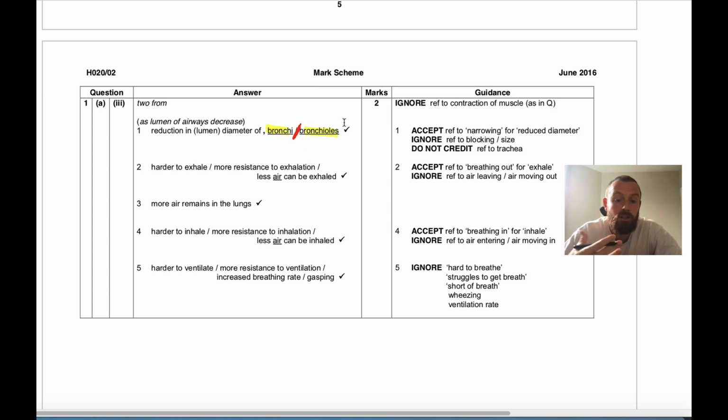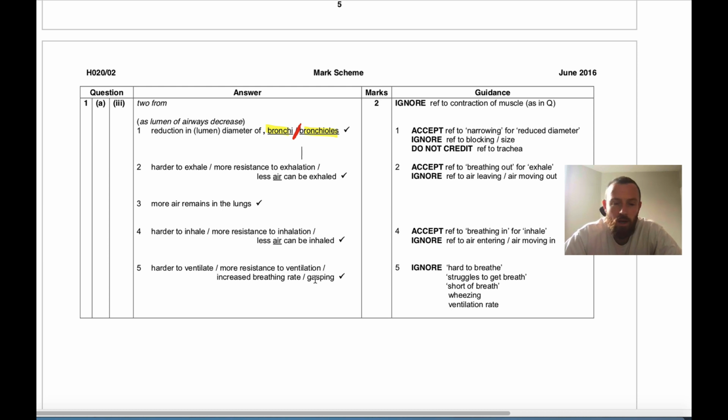So therefore it's harder to exhale, or there's more resistance to exhalation or more resistance to ventilation, so less air can be exhaled. So more air remains in the lungs, and it's also harder to inhale, so it's harder to ventilate. So more resistance to ventilation, increased breathing rate or gasping.